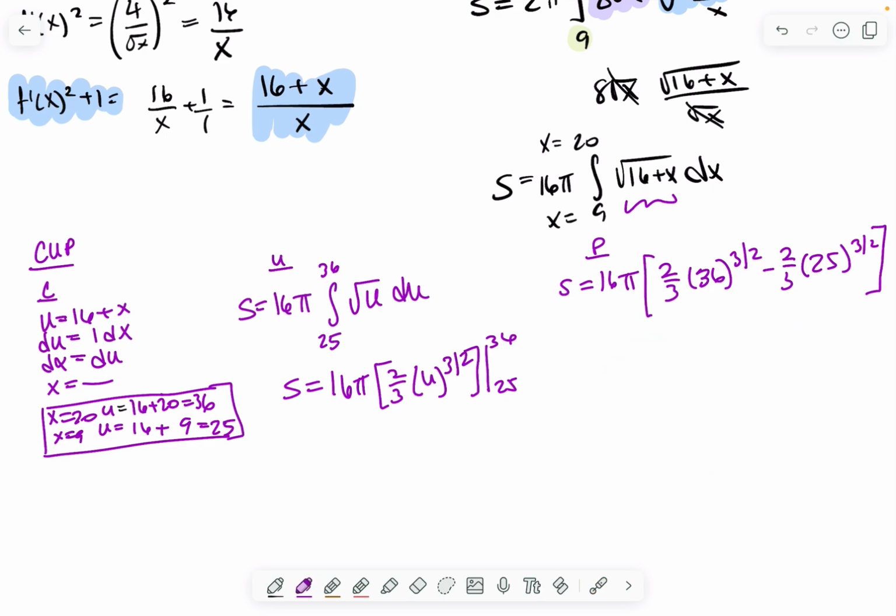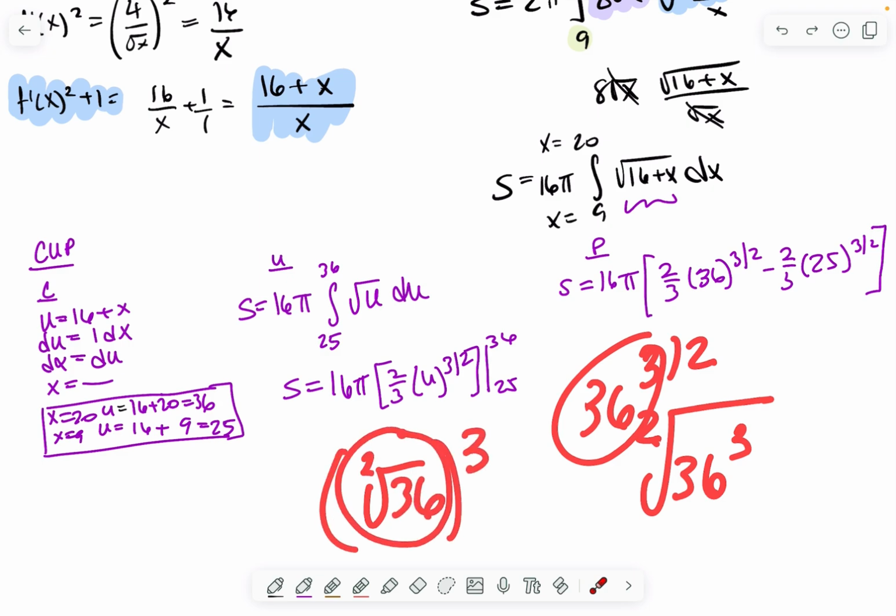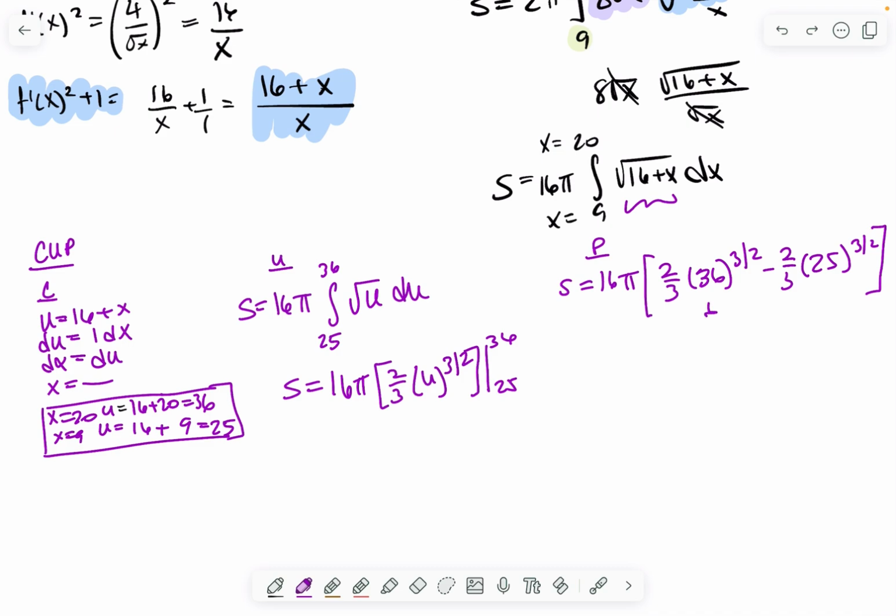So in other words, when we have 36 to the 3/2, yes, this could stay here, root of 36 cubed, or you can write it like square root 36 and then on the outside the 3, which is so much easier. So let's go ahead and do that. We have 2/3 and then the square root of 36 all raised to the 3rd power. Square root of 36 is 6, so we just have 6 cubed, and then here 2/3, same thing, we can rewrite this as the square root of 25 raised to the 3rd power. Square root of 25, that's 5, so we have 5 cubed, and look at how simple this problem becomes.